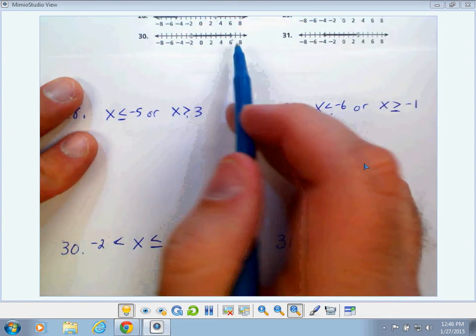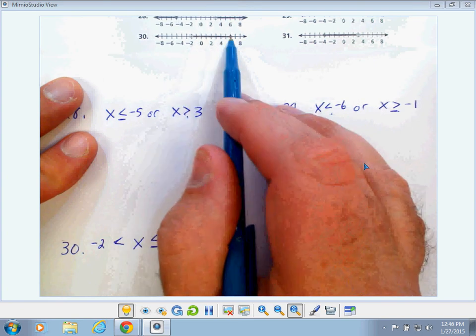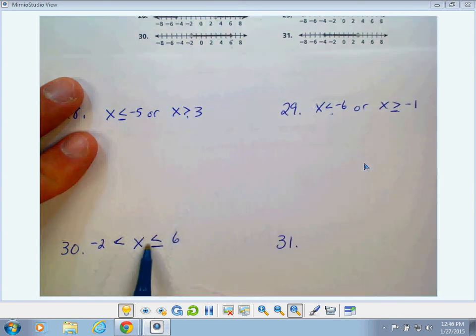So if you look at our shading, what it means is that the answers are between -2 and 6. And that's what this indicates. X is between those two. You can read it as x is greater than -2 and x is less than or equal to 6.